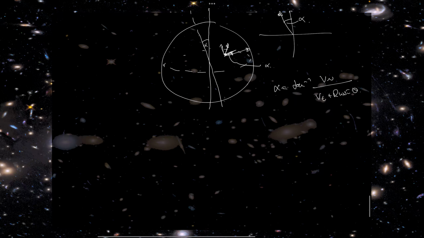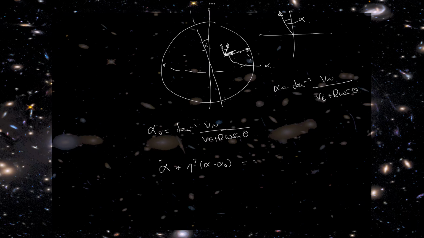Now, one thing we might want to do is introduce some damping into the gyrocompass. If alpha naught is inverse tan of Vn over (Ve plus r omega sine theta), then our differential equation is alpha double dot plus eta squared (alpha minus alpha naught) is equal to 0, close to the equilibrium point. Let's change this by introducing a frictional term. So we'll have mu times alpha dot, and I should say that eta you get by expanding the equation of motion, and it turns out to be the square root of c Omega sine theta over a.